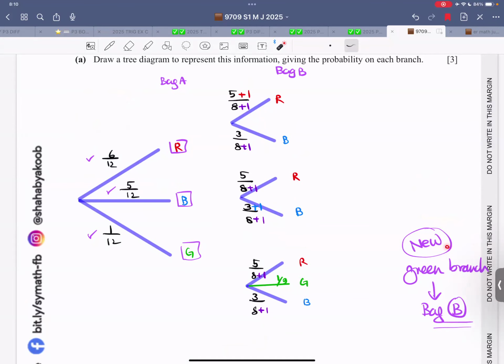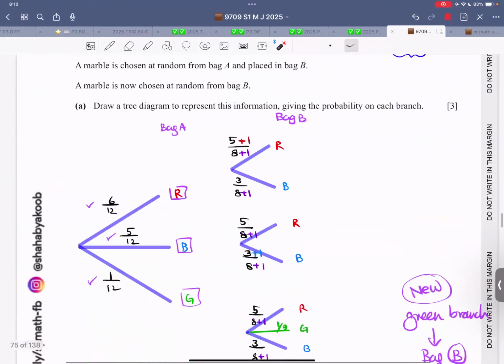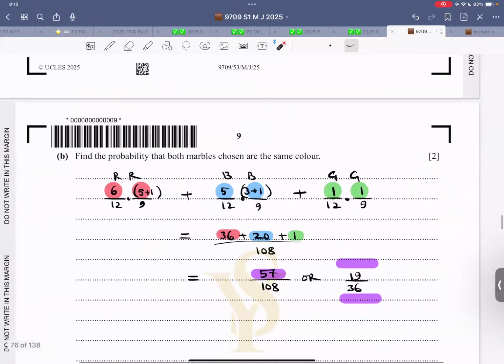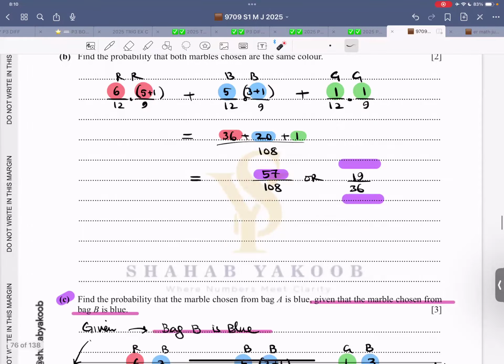So new green branch, bag B. This was also a nice type of question. The rest of the thing is simple, nothing special. Now it says find the probability both marbles chosen are of the same color. It could be red, red, it could be blue, blue, it could be green, green. Add it all up and this is the answer.